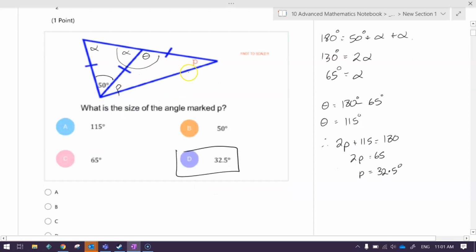Then I've got theta plus 2p equals 180. And we go ahead and we solve that equation, and we get p equals 32.5. Another way you could have done it, once you got alpha equals 65, we could have gone straight to alpha equals 2p. Why is that? Because the exterior angle of a triangle is equal to the sum of the opposite interior angles, P and P. So that angle alpha would equal P plus P, and I could do it that way. 65 equals 2P. 32.5 equals P. And you're good to go.